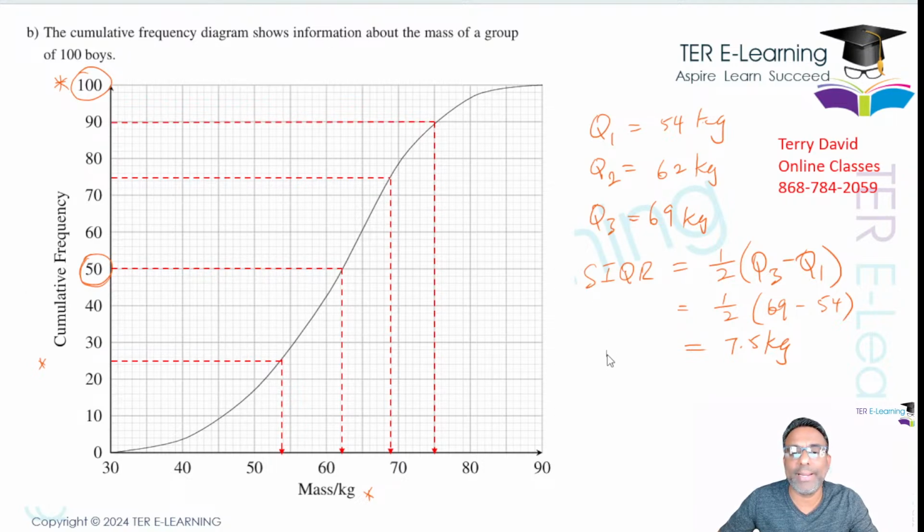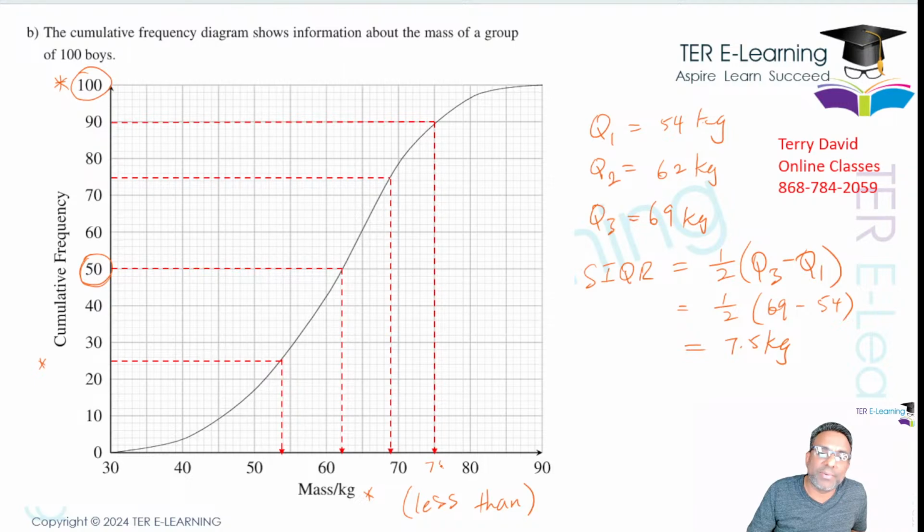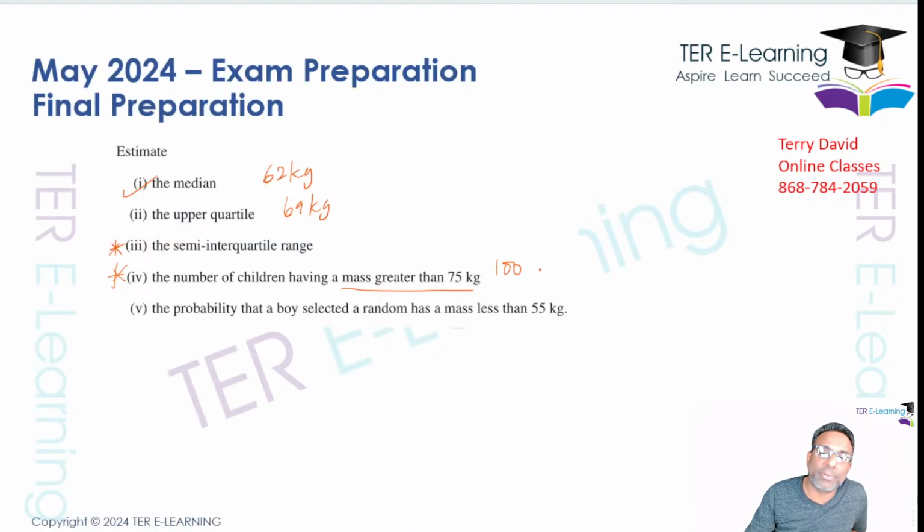But what you need to remember is that when it comes to a cumulative frequency curve, it always gives us less than values. If you have never seen this before, a cumulative frequency curve gives us less than information. So the question says the number of children having a mass greater than 75. From the graph, when I read off 75 here, that corresponds to 90 people. But 90 is not the answer. What you need to do here, you need to take the total number of people and subtract the 90, and you're going to get 10. So the number of children having a mass greater than 75 is 10. It's not 90.